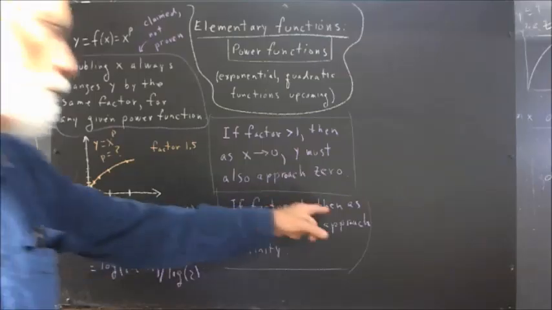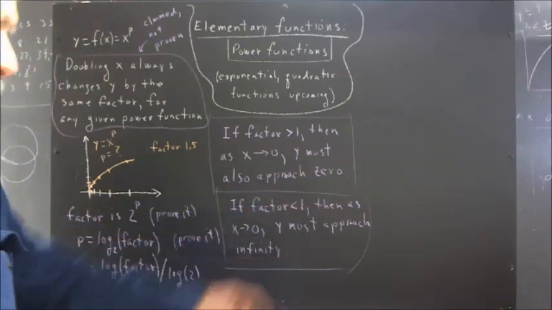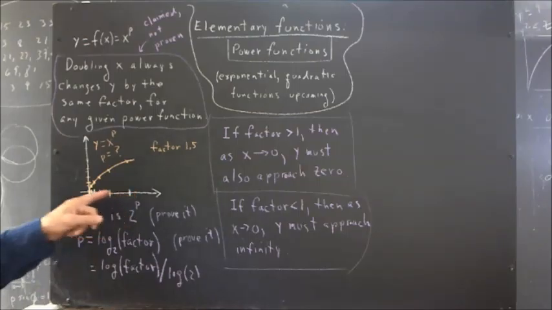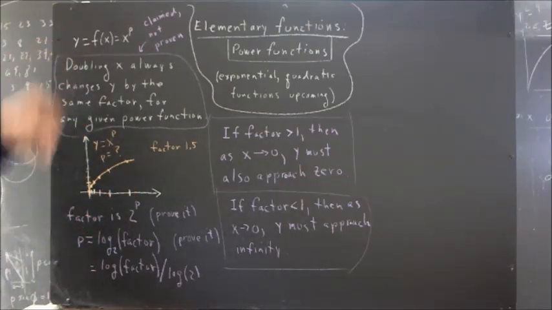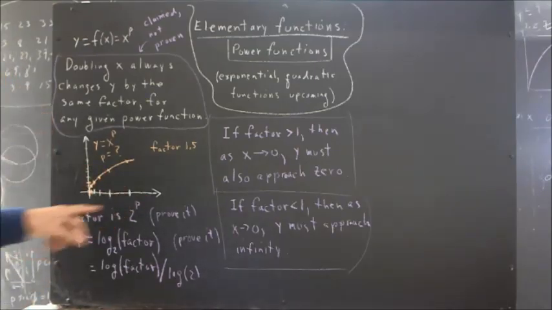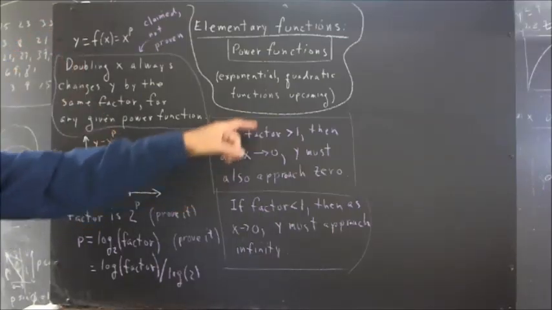And what do we mean by factor less than 1, that y must approach infinity? It simply means that as you keep cutting x in half, y keeps getting bigger. I had to stop and think about that for a minute. I had to prove that to myself, because for a minute there it didn't seem right. But yes, I know it's true. So as x keeps getting cut in half, y keeps getting bigger if your factor is less than 1.